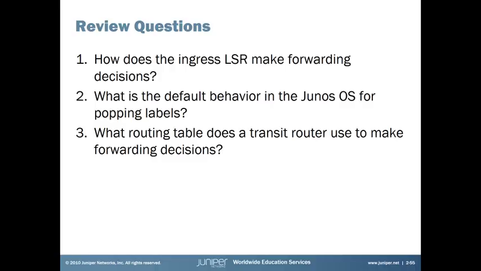What routing table does a transit router use to make forwarding decisions? Okay, this is an easy one. What is the name of the routing table that a transit router uses to make forwarding decisions?